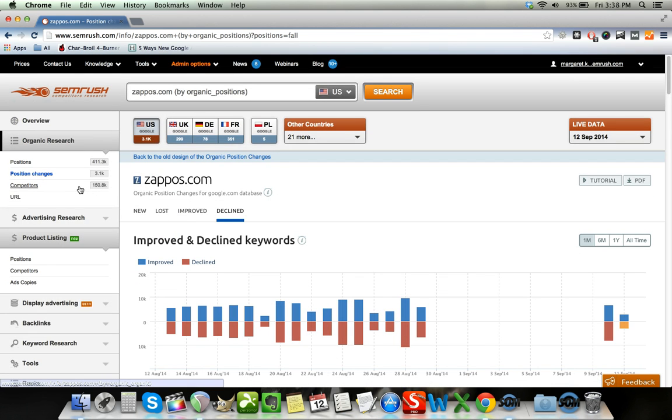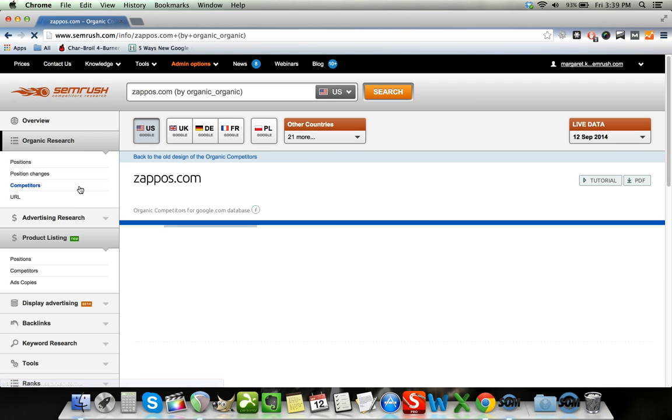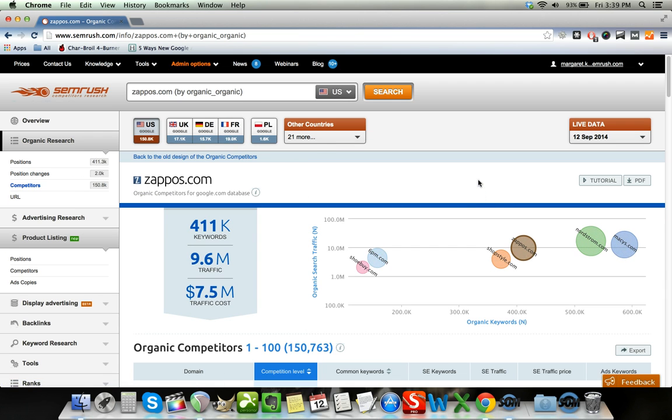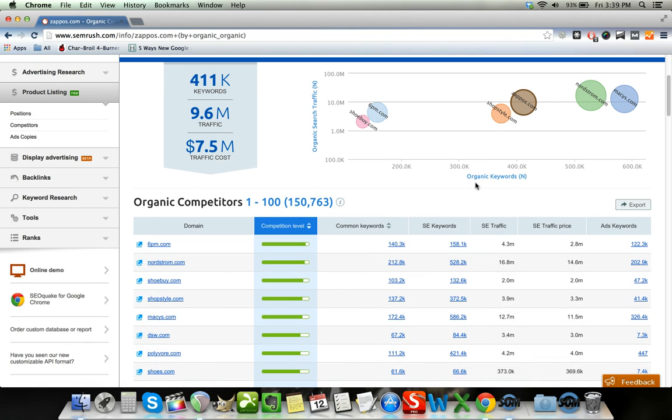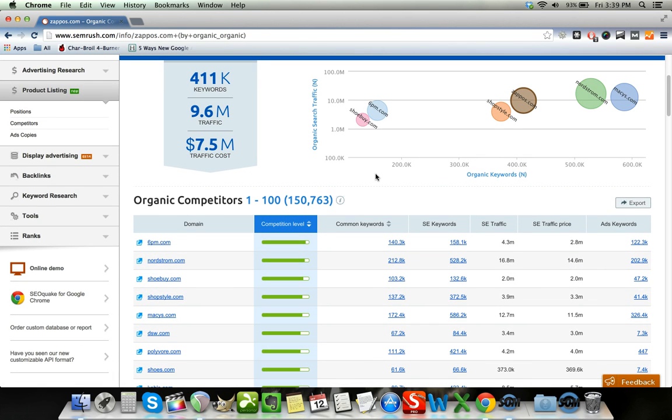Next, we have the competitors report, which is one of my favorite parts of the tool. All right, so what you're looking at right now is a list of competitors in organic search for Zappos.com. Now, you're probably wondering, how do we determine that these sites are competitors? Well, it all has to do with common keywords. It means shared keywords. Getting even further into this, what that means is that Zappos.com and these websites rank on the first 2 pages of Google for many of the same keywords.